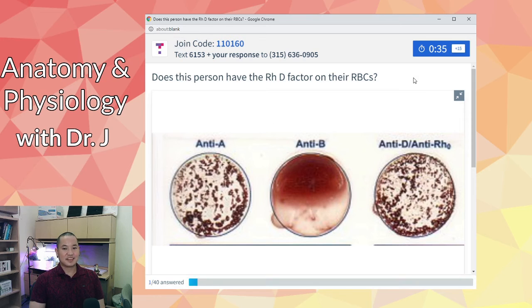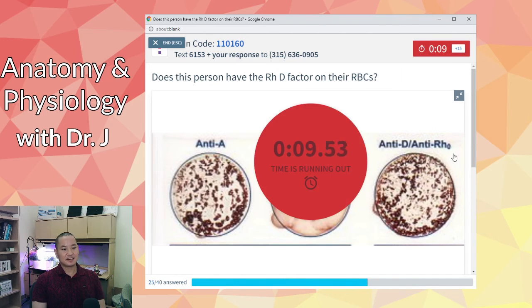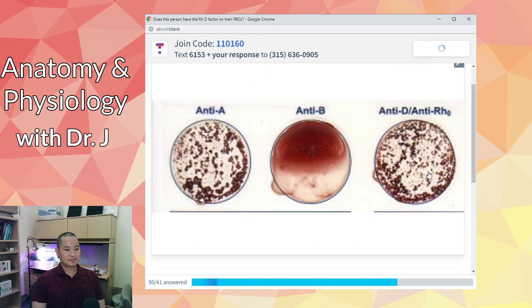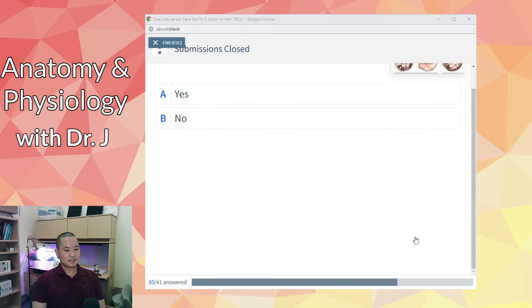Does this person have RH or the antigen D factor on their red blood cells? And yes, as someone pointed out, in this sample you have the blood of the patient being tested, but you also have anti-RH antibodies in here. Okay, let's see the results.